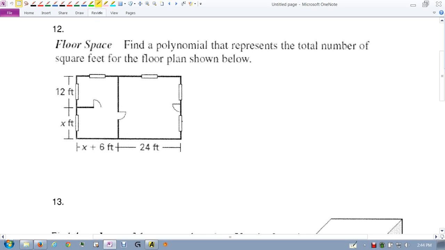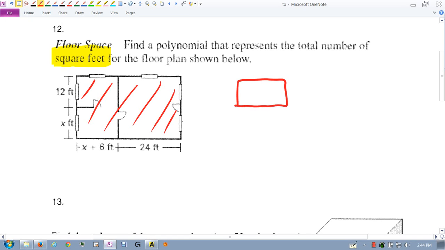The key here is, where did it say area? Square feet. Square feet means area. Anytime your unit is squared, you're talking about area. So you want to know everything in here. And to do that, we recognize it's a rectangle, right? If you know what the length is and you know what the width is, the area is the length times the width. You need to know that. Okay, that needs to be something that's hardwired.